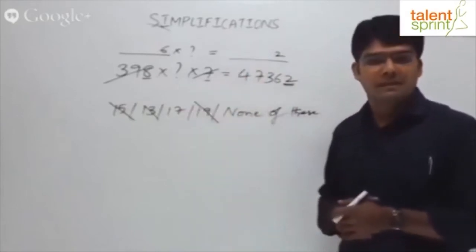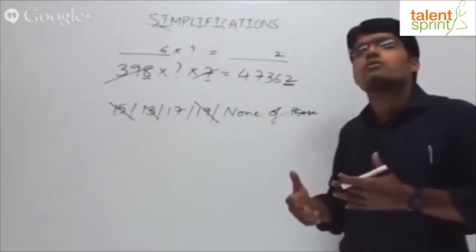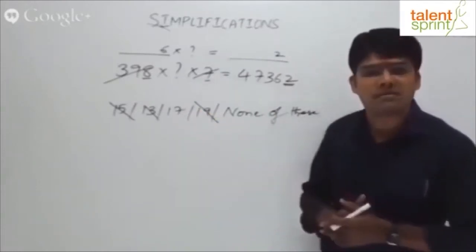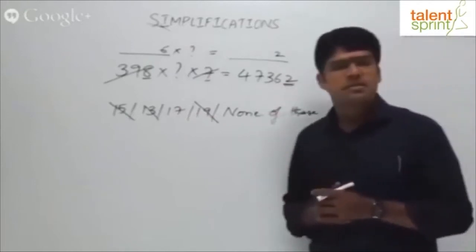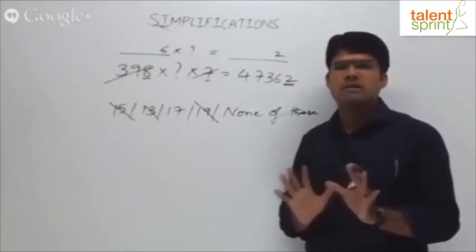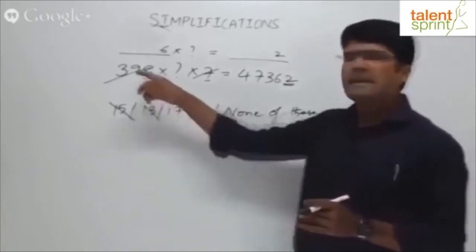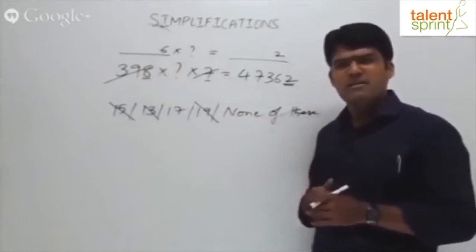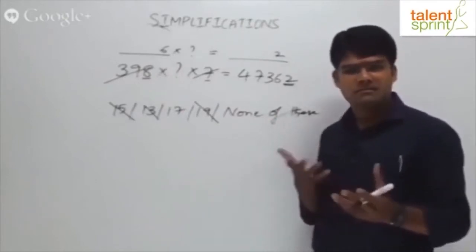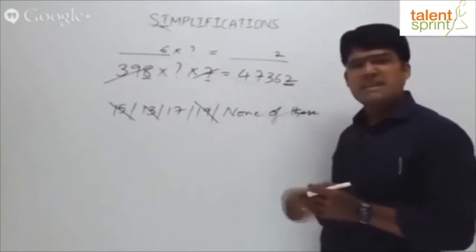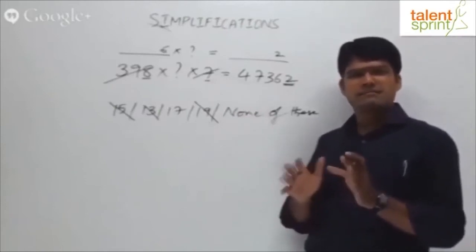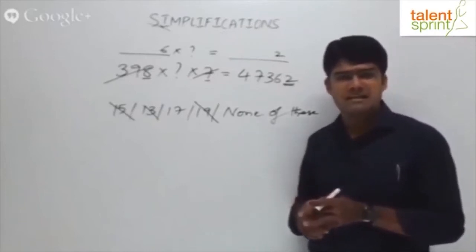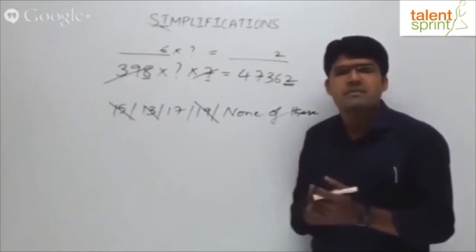That is the unit space method. And if you want to do some little verification to check whether 17 is possible or not, you can do an approximate calculation. For example, 47,362, can I take it as 48,000 approximately? 398 is 400. 48,000 divided by 400. How much is that? 120. 120 by 7 is approximately 17. 7 into 17, how much is that? 7 into 17 is 119, approximately 120.